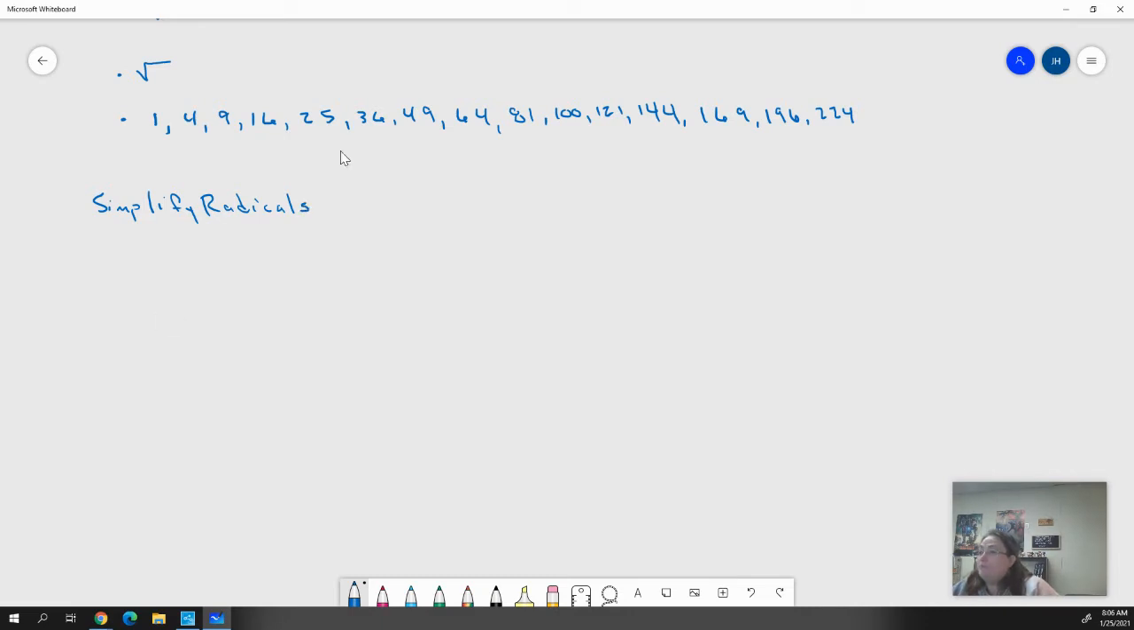So there's a couple cases. Now, case one being if I have a perfect square, right? When I have perfect squares, all I have to do to solve is to take the square root of the number.